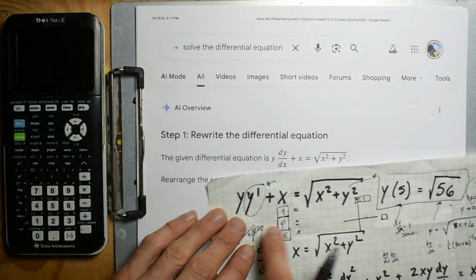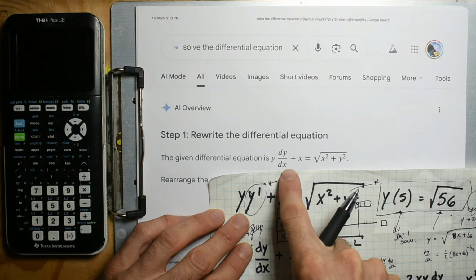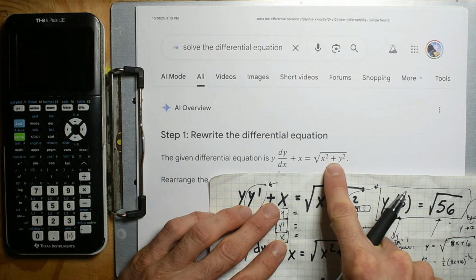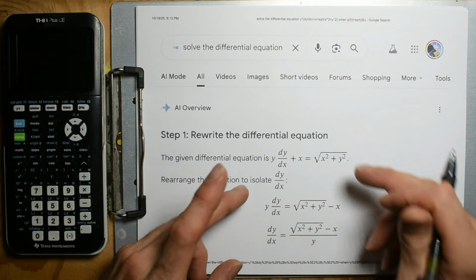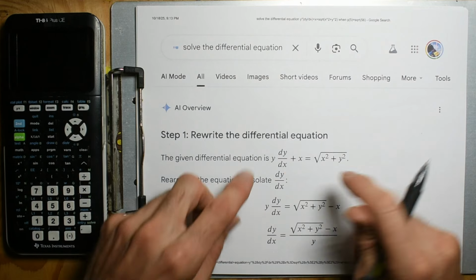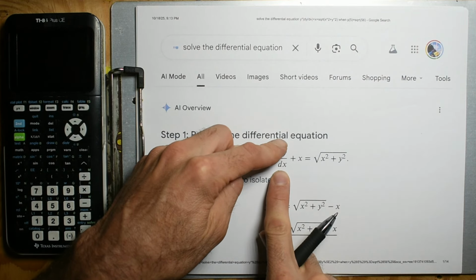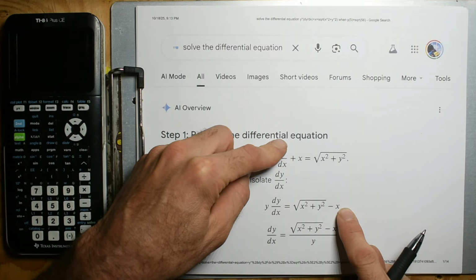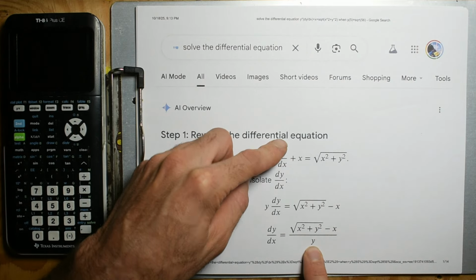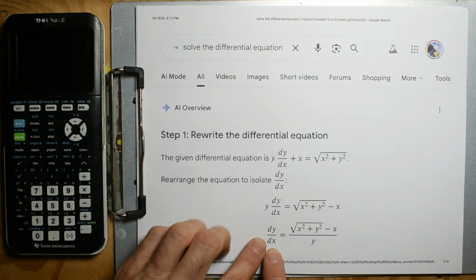So here's our differential equation, y dy/dx plus x is equal to this. So we're just going to rearrange for dy/dx. Get x to the other side, divide everything by y. Now I have dy/dx isolated.